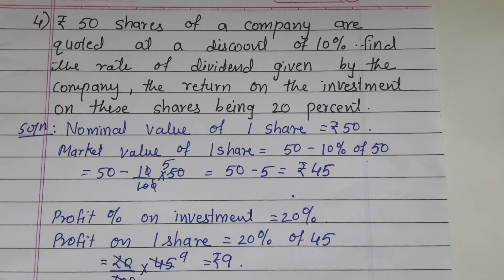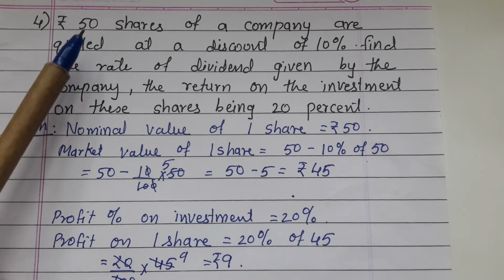Sum number 4. Rupee 50 shares of a company are quoted at a discount of 10%. Find the rate of the dividend given by the company, the return on the investment on these shares being 20%.